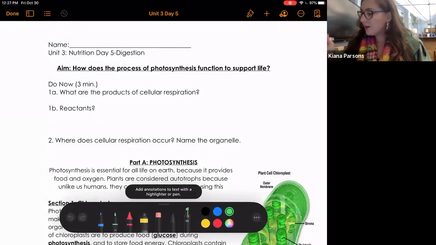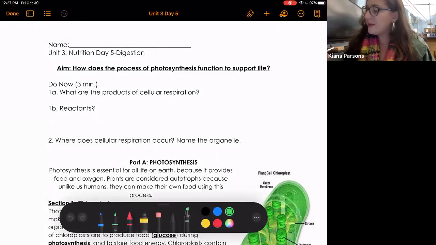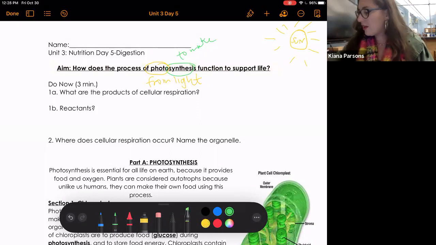So this word, photosynthesis, means from light. And in this case, the light that we're talking about is the sun. So solar energy shines on little green plants.